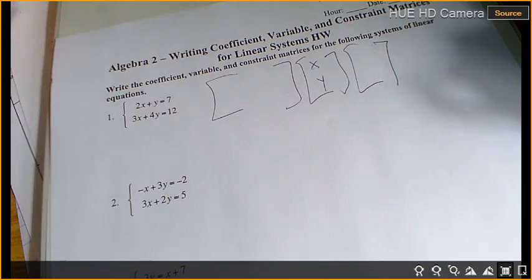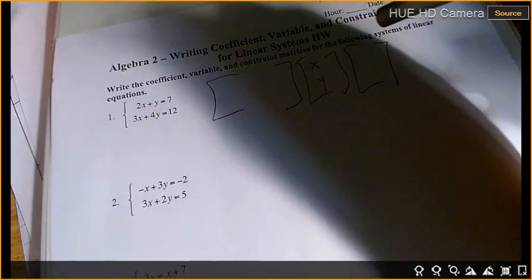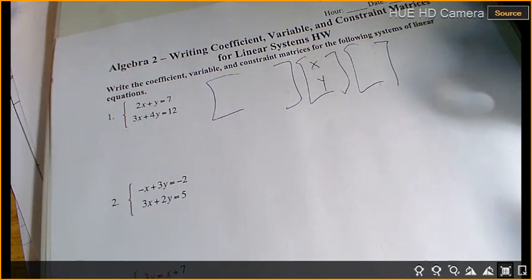You're just setting it up. When we come into class tomorrow, you're going to take this to the -1 times this, and we'll come up with the answer. That's going to be the warm-up. Got it?